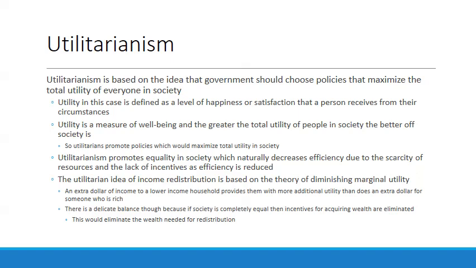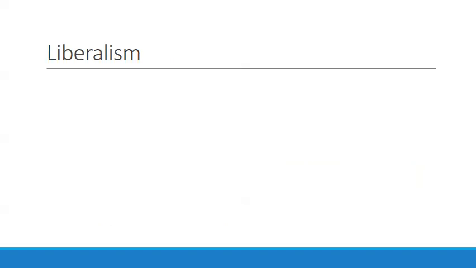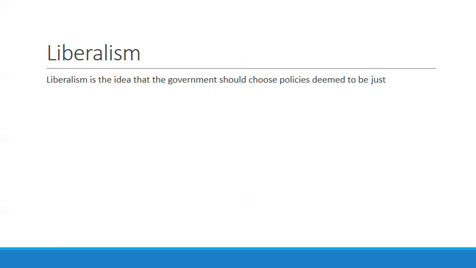With utilitarianism and true equality, there wouldn't be any wealth to redistribute because nobody would want to make it. So our second political philosophy with income redistribution is liberalism. It's the idea that government should choose policies deemed to be just. So they don't accept all policies for income redistribution, just the ones that seem to be most fair. And by fair, we're talking about fair to every single person involved. Now, it would have to be evaluated by an impartial observer behind a veil of ignorance.